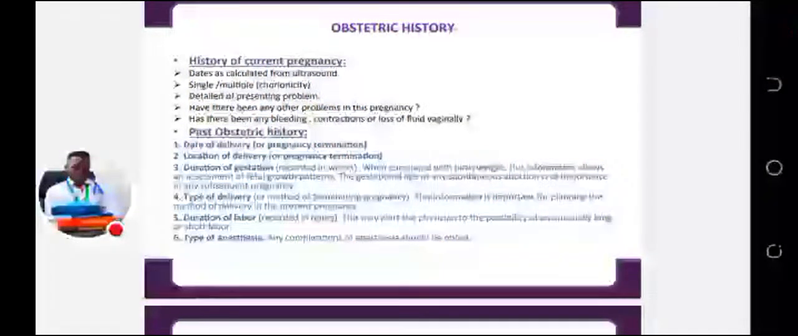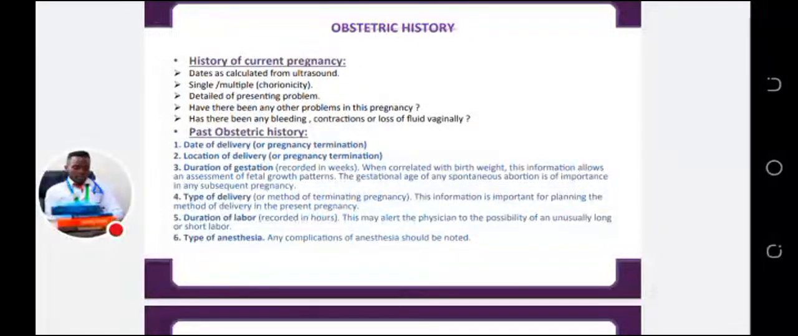Then type of delivery. On the type of delivery, we have the method of terminating pregnancy. This information is important for planning the method of delivery in the present pregnancy. Then number 5, you need to look at the duration of labor. What was the duration of labor recorded in hours? It has to be recorded in hours.